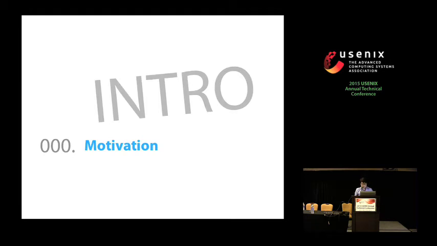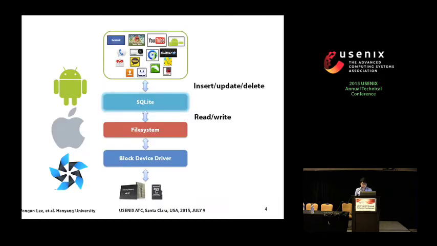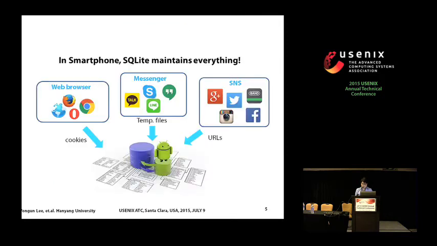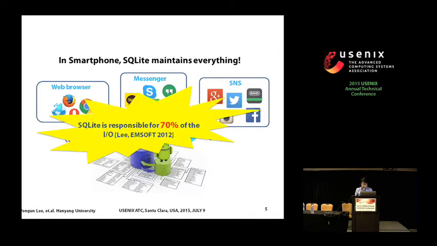SQLite is an in-process library and a transactional SQL database engine. It is known as the database for Android, iOS, and Tizen, and it is also used by many desktop applications. You will be surprised to know how frequently SQLite is used. It's not just used for databases, but also for storing all kinds of temporary data. As a result, SQLite is responsible for 70% of the I/O on the iOS and Android platforms.